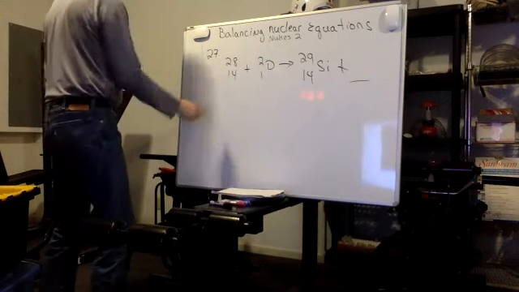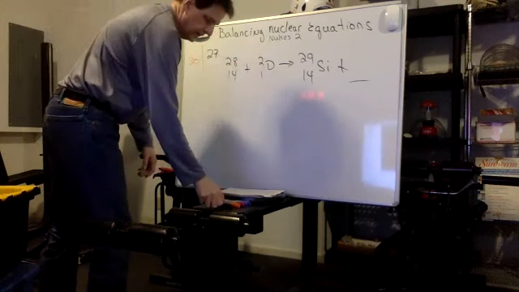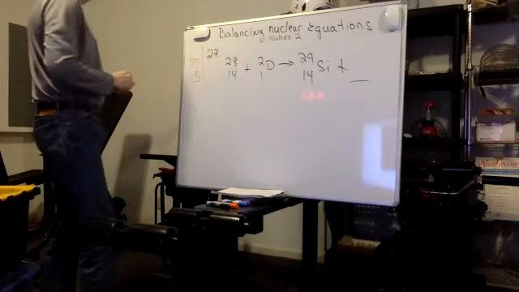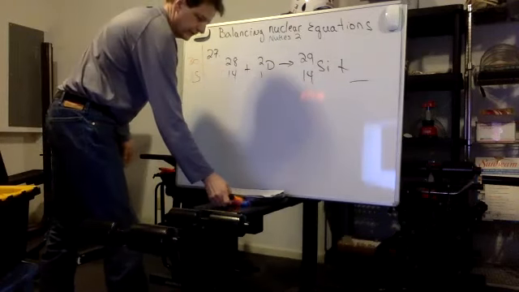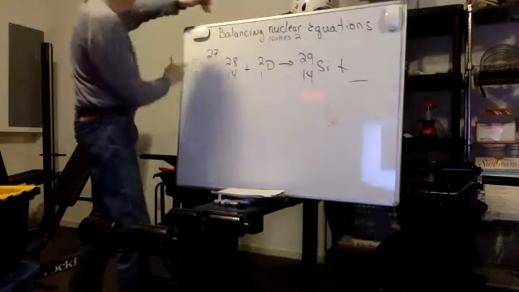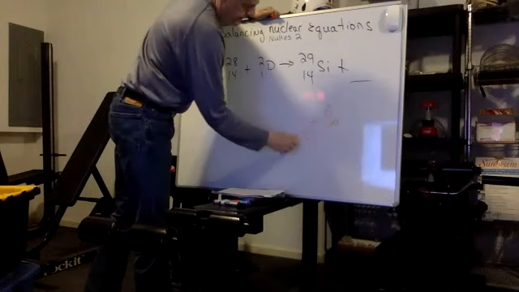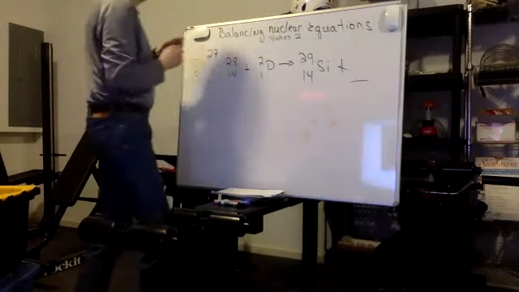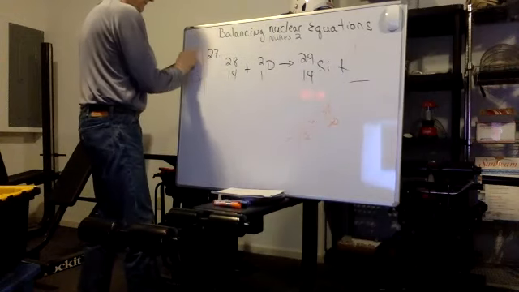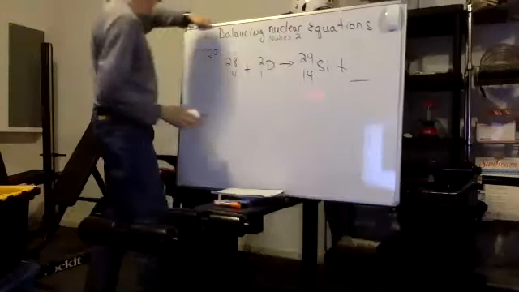So I'm going to add the top. 28 and 2 is 30 on top. And 14 and 1 is 15 on the bottom. So we're going to do the top first. I'm going to take 30. I'm going to subtract out the 29 and get 1 on top. Looks like it's going to be another neutron. Maybe. Nope.